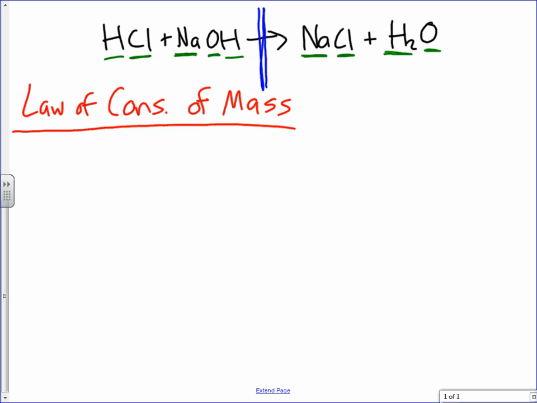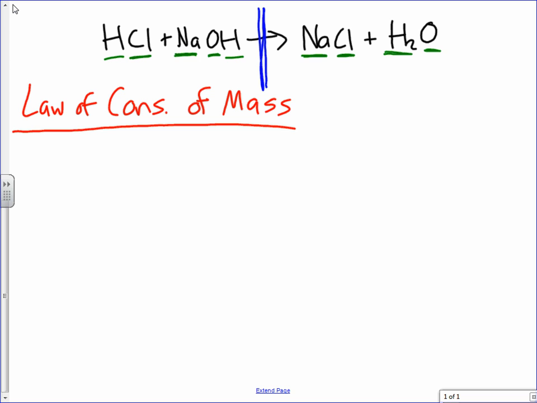So the number of atoms of each element stays the same, always stays the same. It just switched places. That's what happens in a chemical reaction. You don't have atoms getting created out of nowhere. You can't. That's just not how it works. So this is basically the law of conservation of mass and why it's important.